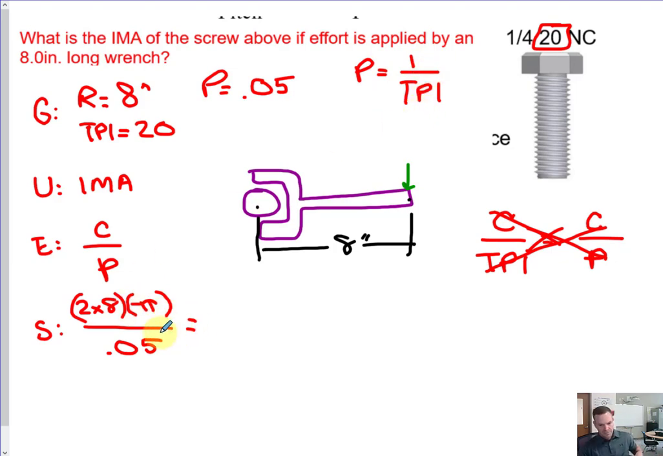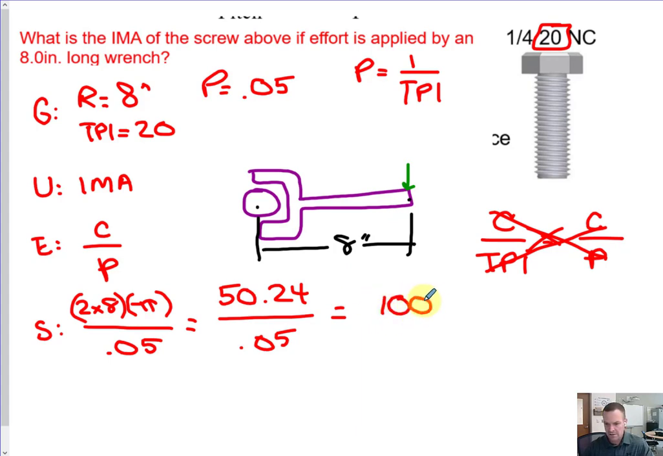So if we do this problem, we get basically 16 times 3.14, which is approximately 50.24, divided by 0.05, and we get approximately 1004.8 as the ideal mechanical advantage.